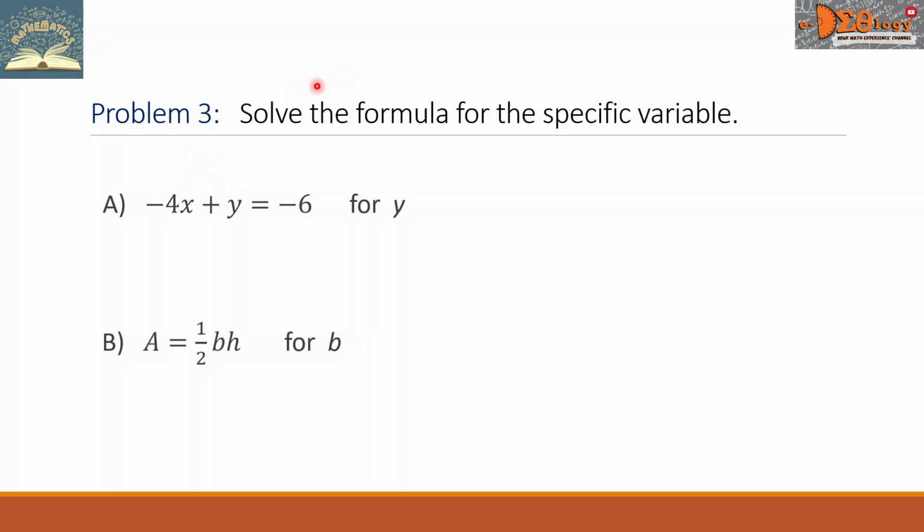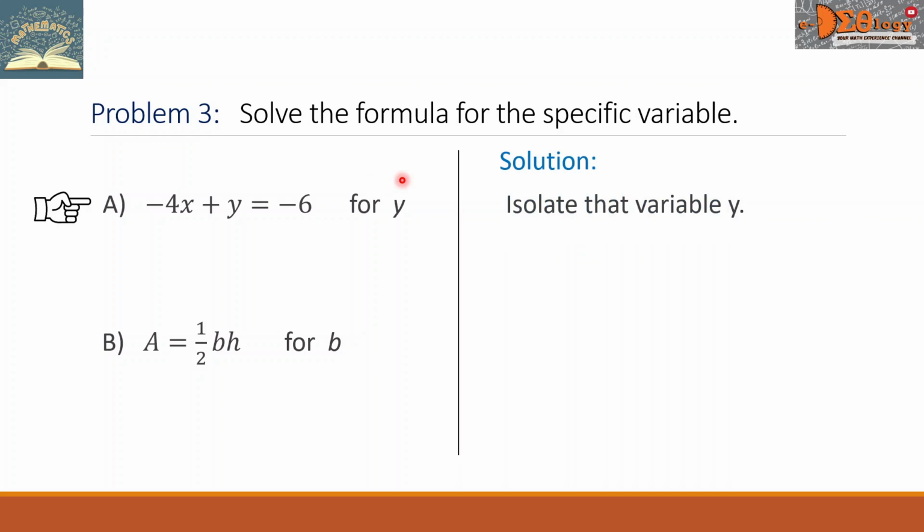Problem 3. Solve the formula for the specific variable. Letter A, negative 4x plus y equals negative 6 for the variable y. Our main purpose is to isolate that variable y in one side. So we copy that same equation down here. Note that the variable y is here. So this negative 4x we transpose to the right. So from negative, it becomes positive 4x minus 6. This is the value of y. And this is the answer.